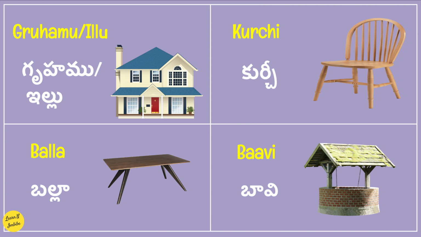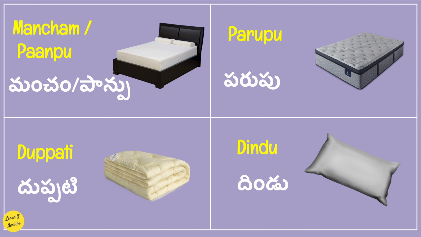Gruhamu or illu, which is a house. Kuchi, which is a chair. Balla, which is a table. Bavi, which is a well. Mancham or panpu, which is a bed. Parupu, which is a mattress. Duppati, that is a blanket. Dindu, a pillow.